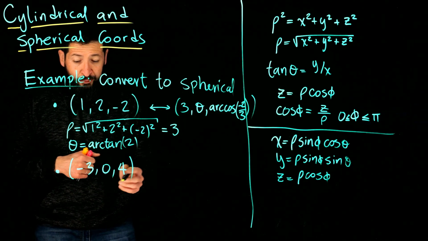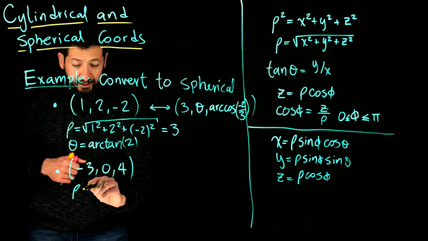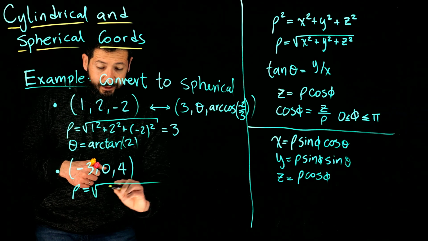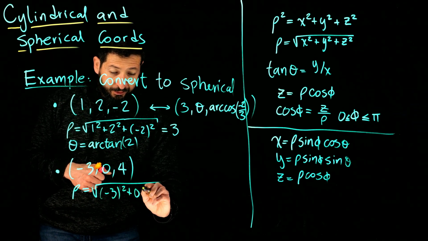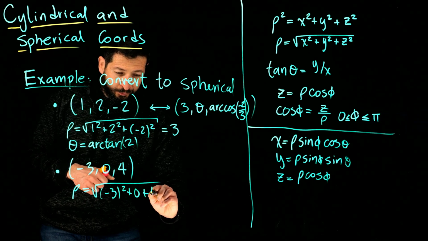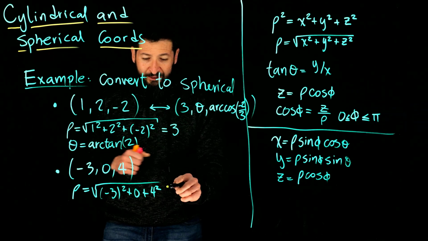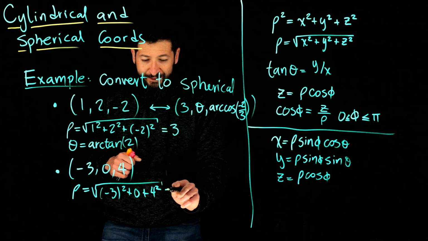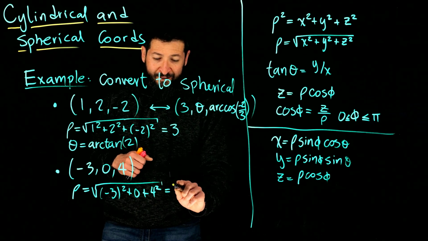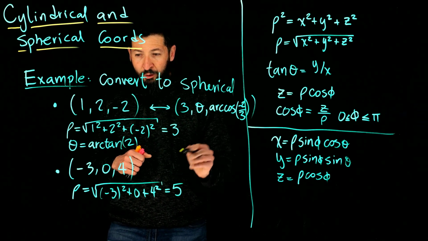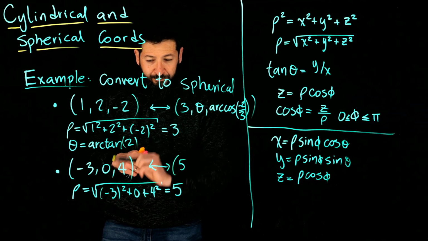Now let's do this one real quick. So now the radius, rho, is going to be the square root of negative 3 squared plus 0 squared plus 4 squared. I chose that to be another Pythagorean triplet. I put 0 because I couldn't think of anything more fun. How boring. So 9 plus 16, 25. Square root of 25 is 5. So here, rho, I start with 5.